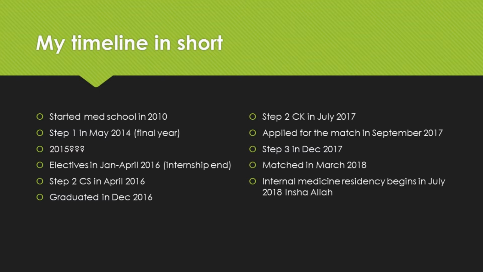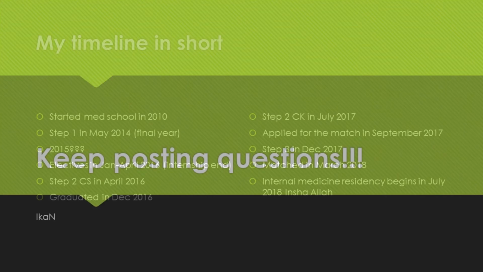Anyway, once you apply in September of any year, you get interview calls, and you go for these interviews. Again, I can make another series of videos on interviews alone. But just to give you an overview, when you apply in September, you go for interviews, and then in March you get to know where you match. So yeah, I matched in March 2018. And inshallah, I'll be starting my internal medicine residency in July of 2018. So that's my timeline in short. That is also what you would be expected to do if you wanted to apply for the match.